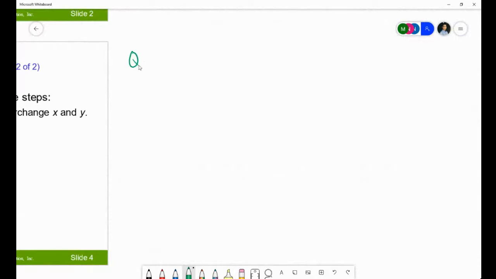First question is, are trig functions one-to-one?